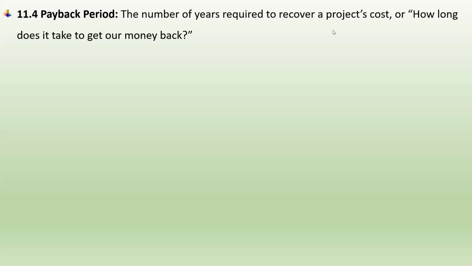Hello everyone. In this video, I will introduce two investment criteria. The first one is called the payback period. The second one is called the average accounting return. Both of these investment criteria are not our primary criteria. Our primary criteria are what we learned before: NPV rules and IRR rules.